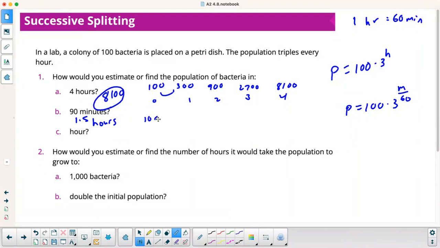So it's 100 times 3 to the 1.5. So what's that give me? 500, and we'll call it 520.